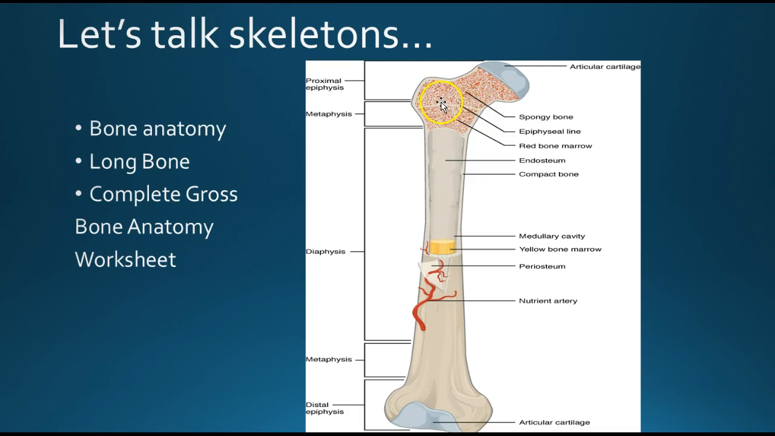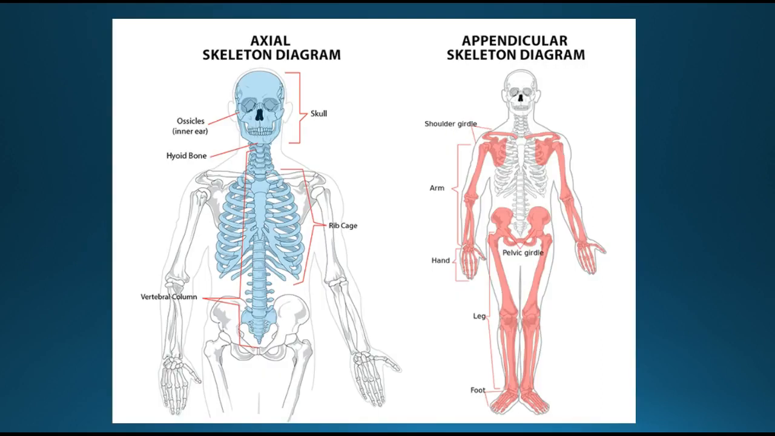You've got the epiphyseal line, which is to do with your growth plate. You've got the endosteum, compact bone surrounding it. That's important because that's quite hard to protect what's inside it. Within the medullary cavity, you've got yellow bone marrow. I wouldn't worry too much about the periosteum at this point, but we're talking about the outer layer of the bone. So that's essentially what you need to know about bone anatomy in a nutshell.